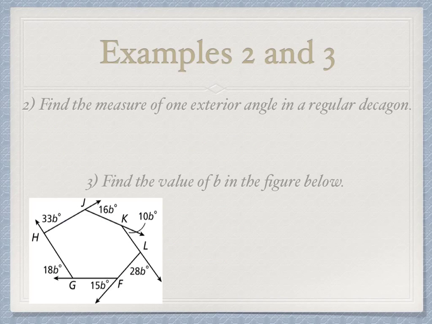Okay, two more examples for you. Find the measure of one exterior angle in a regular decagon. So think back to what we did yesterday, when we had to find one angle in a regular figure. Remember, regular is important because that means they're all the same. We first had to start by finding the sum, and yesterday we did that with n minus 2 times 180, and then we divide to get each individual angle.